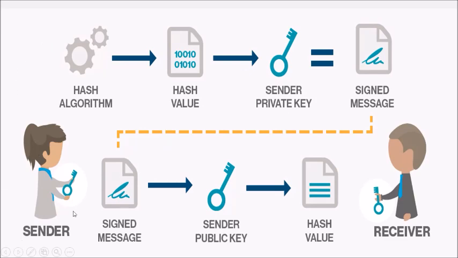On the sender side, she encrypts the message using a hash algorithm. Then it generates a hash value. That value will be bound with the sender's private key. Then it will create a signed message. That signed message will be sent to the receiver with the sender's public key. On the receiver's side, when he receives the message, he decrypts it using the sender's public key. Now this digital signature provides the authentication and integrity of that message.